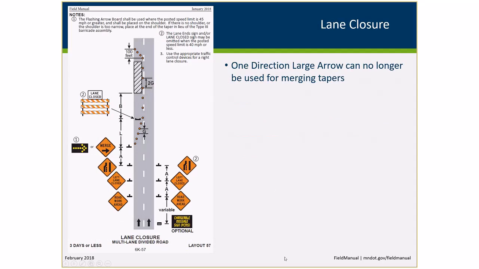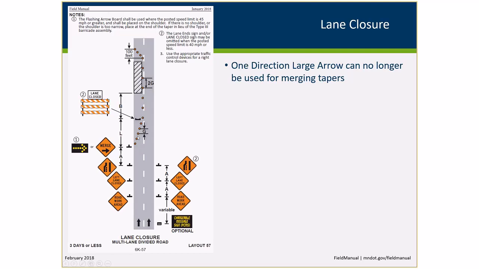Here is our more bread and butter lane closure. As I mentioned before, the one direction large arrow can no longer be used for the merging tapers, so this is what this area looks like. One thing I'll quickly point out about the placement of the arrow board, and you'll see that in note number 1 here: if you're on a higher speed road and you're required to use that flashing arrow board, 45 miles an hour or greater, the flashing arrow board shall be used where the posted speed limit is 45 miles an hour or greater, and shall be placed on the shoulder.